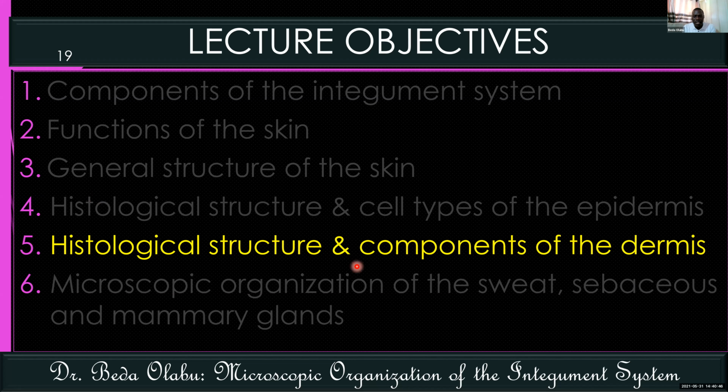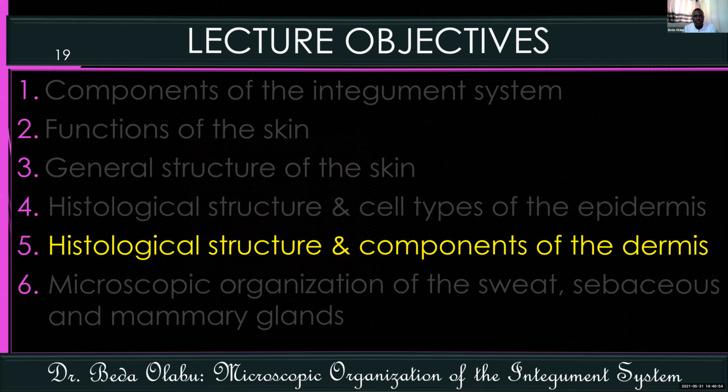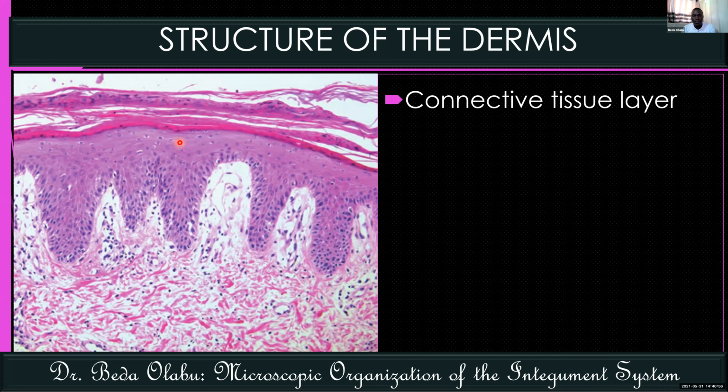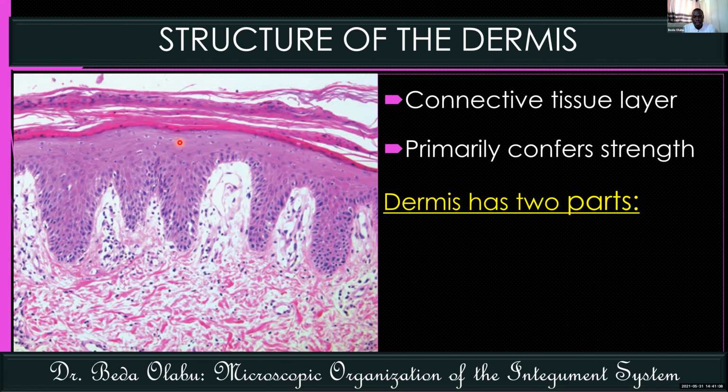We now talk about the structure of the dermis. The dermis is a connective tissue layer, as we indicated earlier, as opposed to the epithelial layer of the epidermis. Because it's a connective tissue layer, its primary role is to provide strength to skin. There are two parts of the dermis. The part of the dermis that extends into the epidermis is what we have just called the papillary dermis or the dermal papillae.